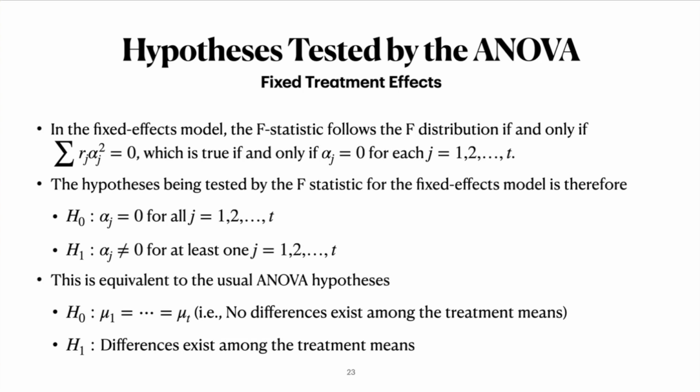And really, because they have to add up to zero, if one was non-zero, then there would be another one that's non-zero. So keep that in mind. But anyway, you understand the point I'm trying to make here. We could also express these hypotheses in terms of the notation from a means model. The null hypothesis would be that the means of all the treatments are the same, there's no differences among the treatment means, against the alternative that differences do in fact exist among the treatment means.